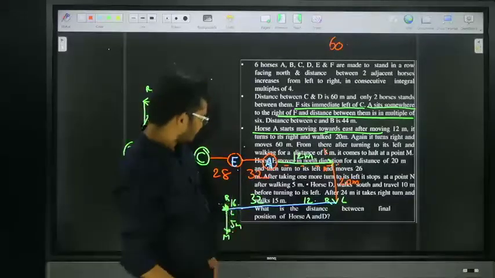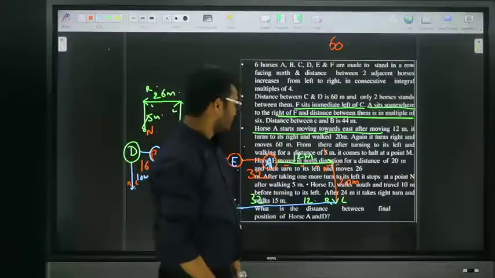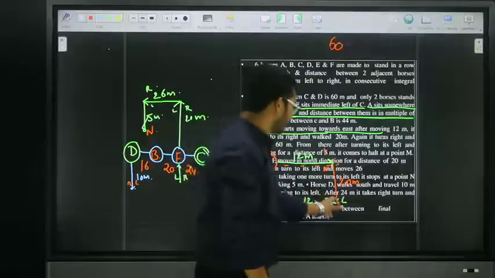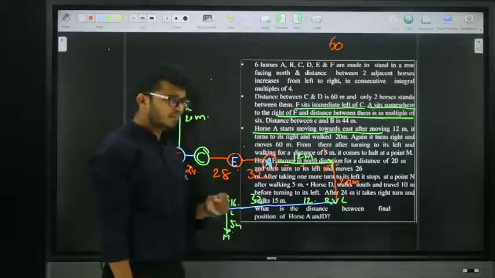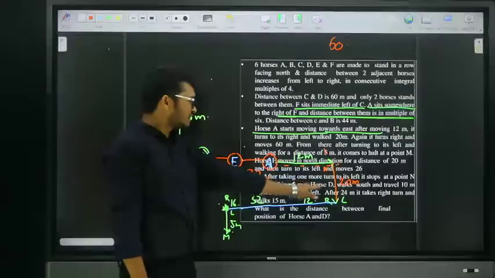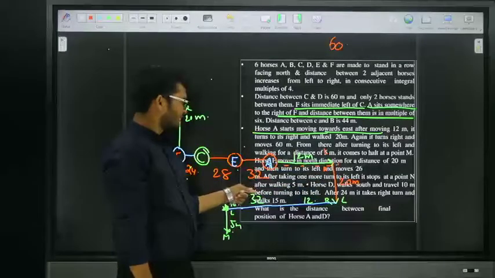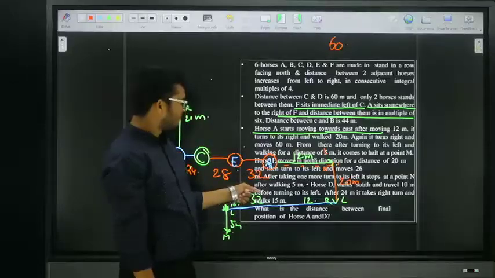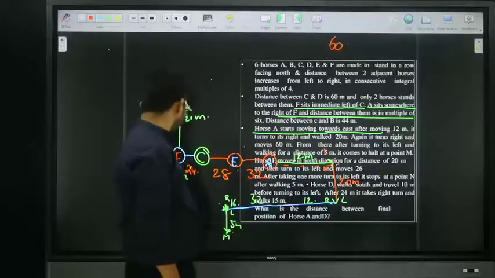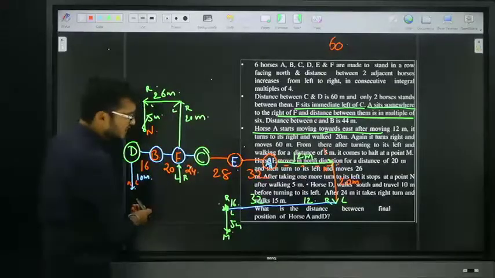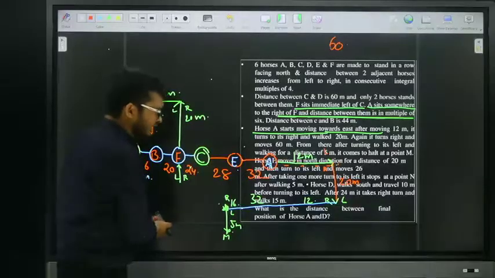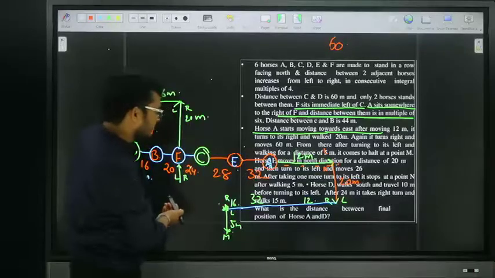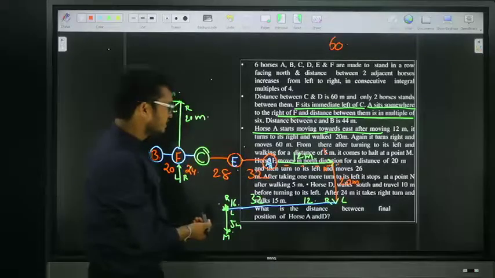Next, after that, before turning to its left, leave it. After 24 meters, it takes a right turn and walks for 15 meters. Yes, friends, here. The measurement is what? Horse D walks south and travels for 10 meters before turning to the left. Now it is taking the left turn.